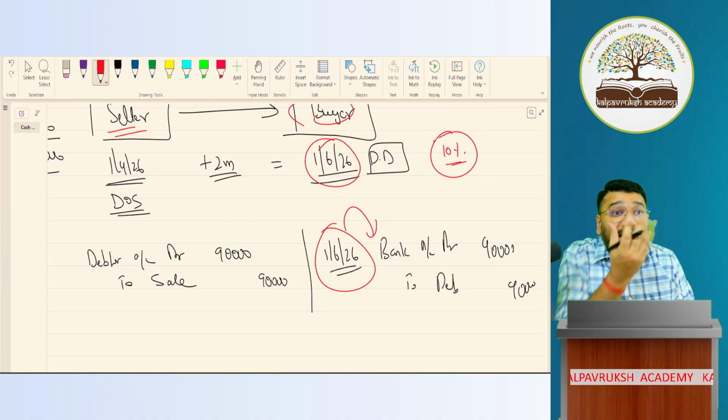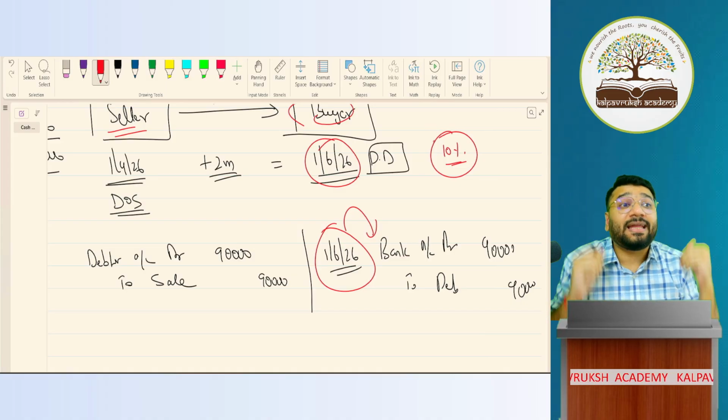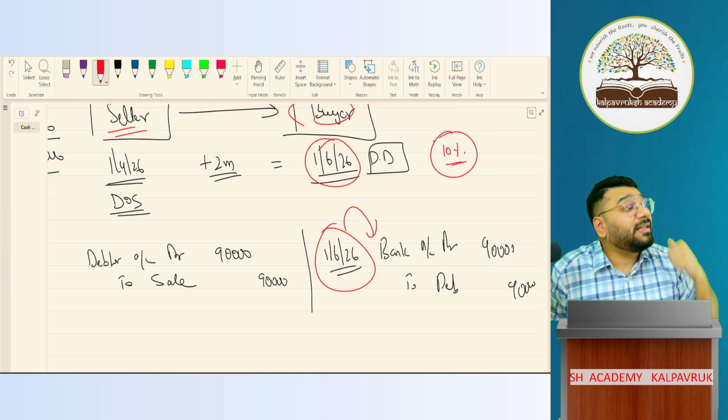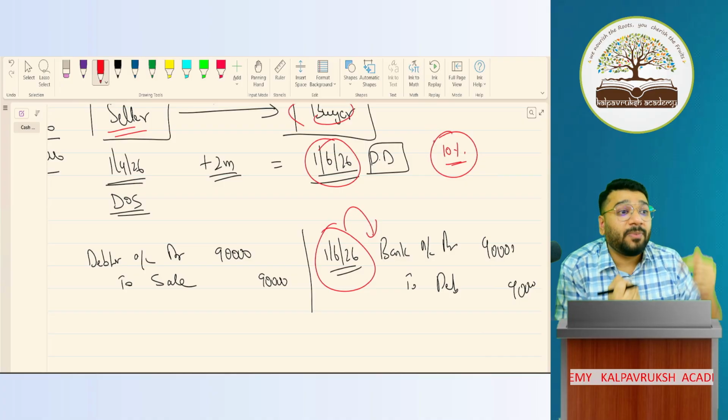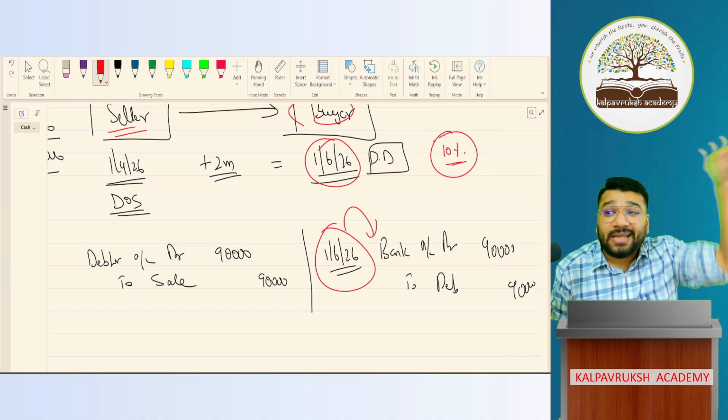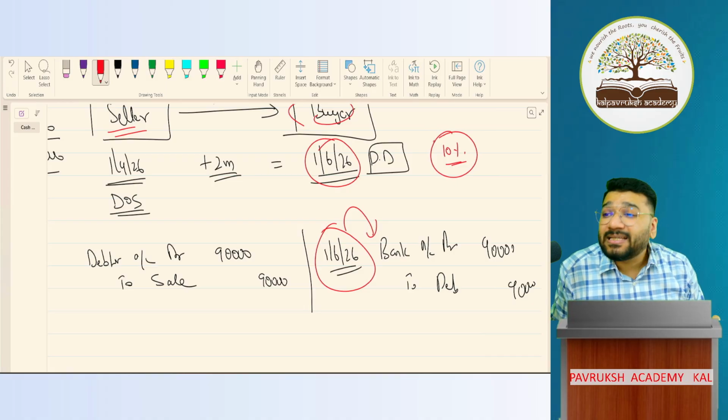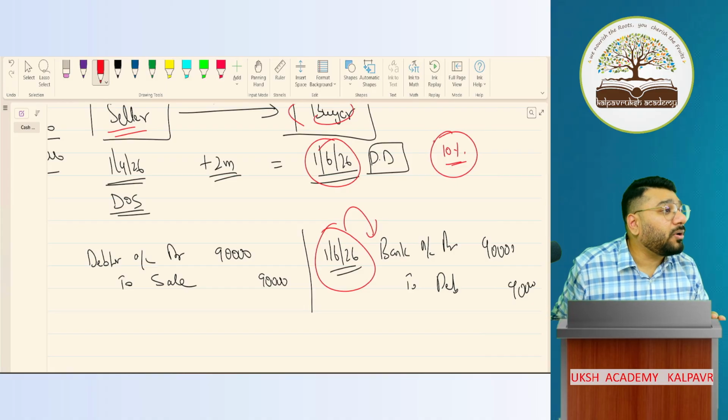It is for collection. What is the intention behind offering the cash discount? What is my intention behind giving the discount? To collect money as soon as possible. That is the motive for which I gave the discount. So that discount is called a cash discount. Got it? Not got it?